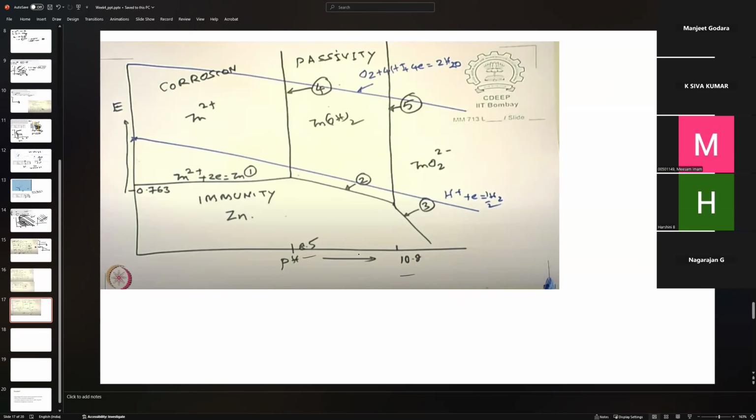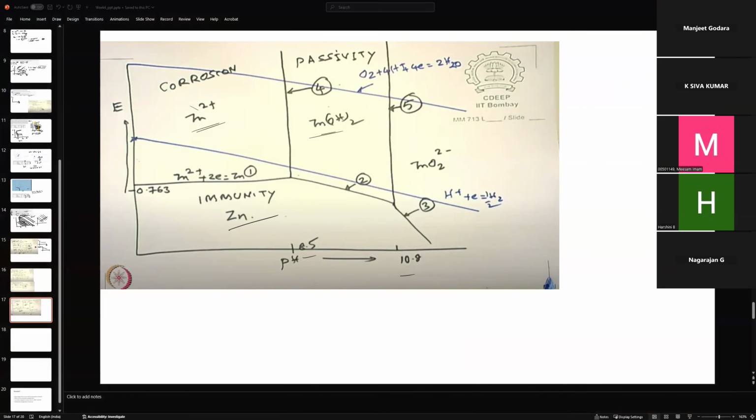So in this region, since the zinc is getting oxidized, you get corrosion. In this region, we have precipitation. We are forming zinc hydroxide on the surface of the zinc. And immunity is below this region, so the zinc is not getting oxidized, so it's immune.